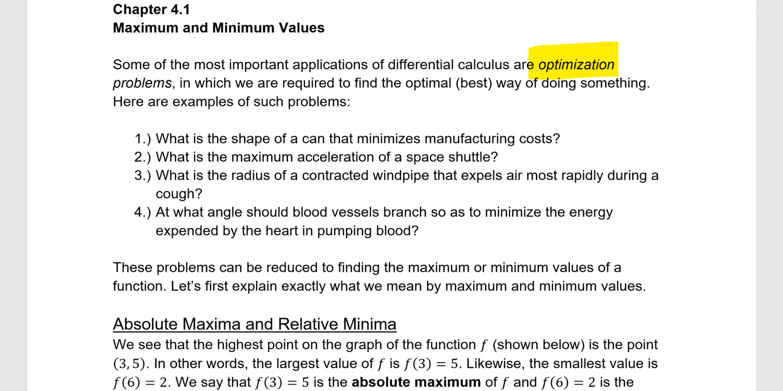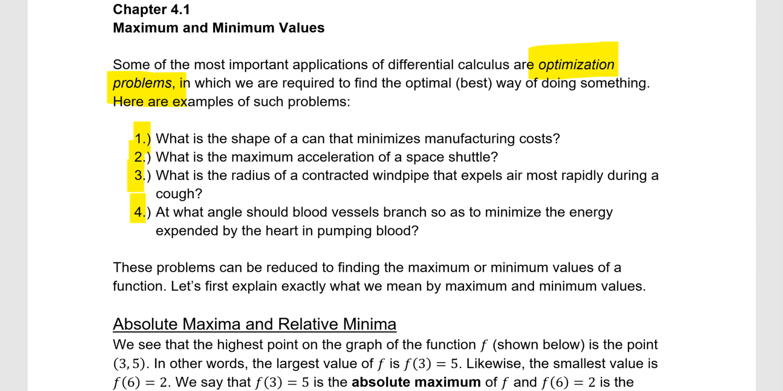So for some examples, we have what is the shape of a can that minimizes manufacturing cost? What is the maximum acceleration of a space shuttle? What is the radius of a contracted windpipe that expels air most rapidly during a cough? And at what angle should blood vessels branch so as to minimize the energy expended by the heart in pumping blood? So these are just several examples of what we call optimization problems.